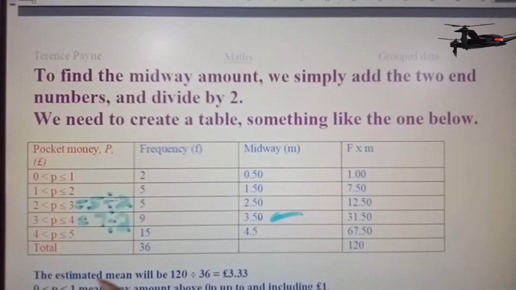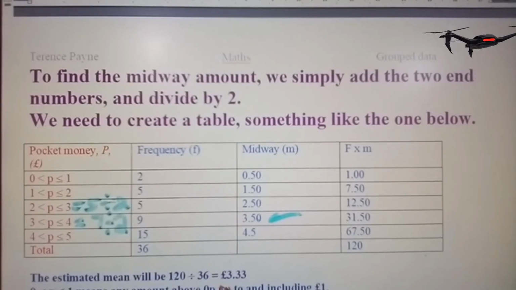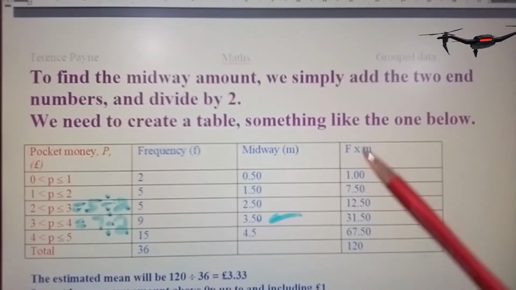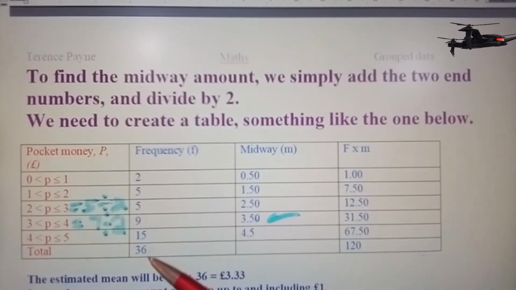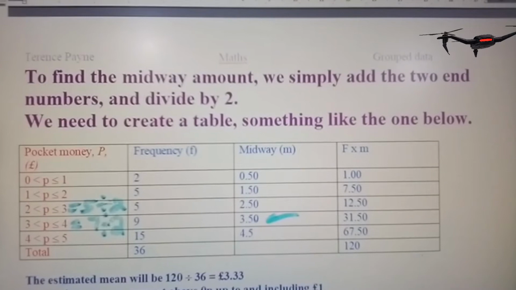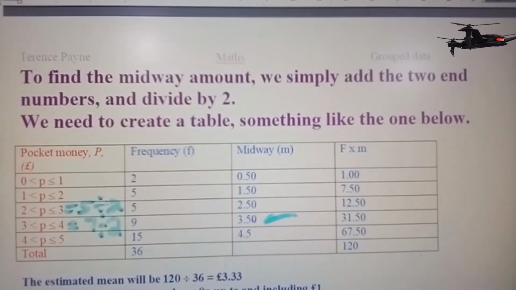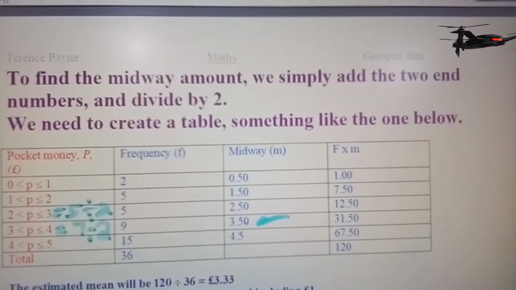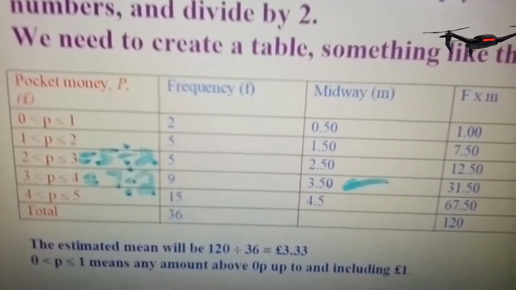Now the estimated mean will be 120 divided by 36. So we have here estimated mean 120 divided by total frequencies 36 equals £3.33. 0 to £1 means any amount above 0 up to and including £1. Let me just make sure you get that. You can see that for yourselves.